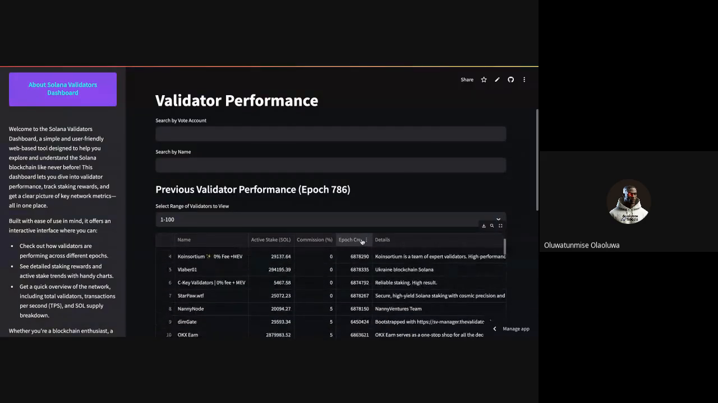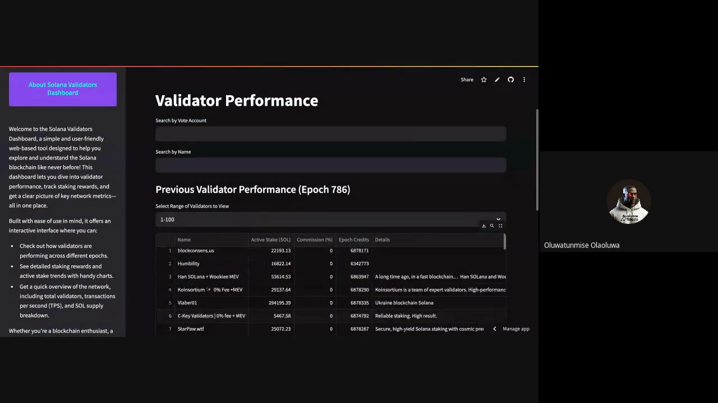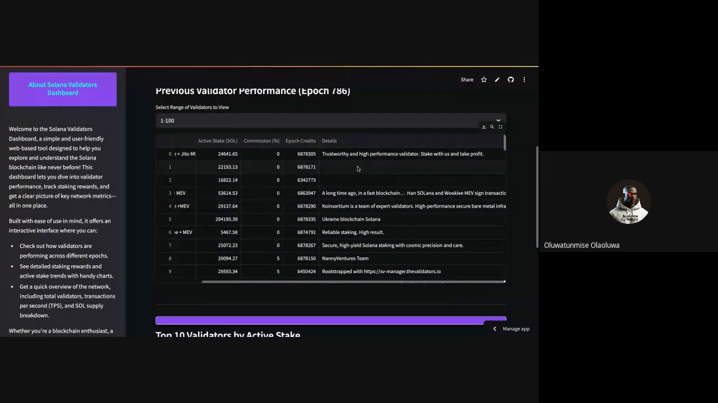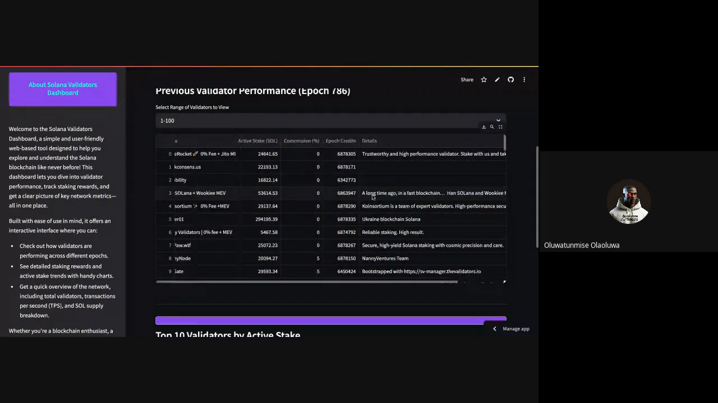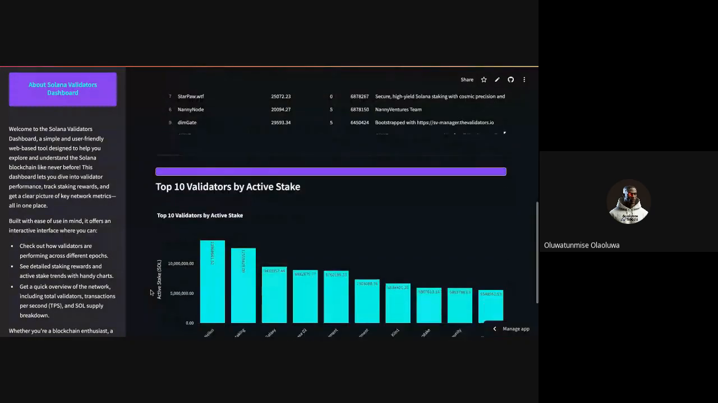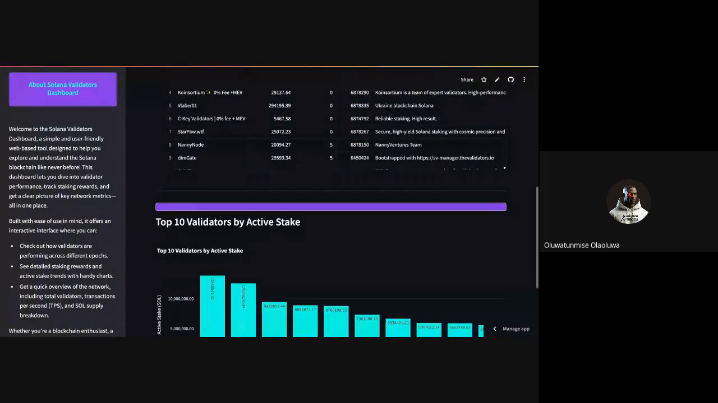All right, and these are the epoch credit. This epoch credit shows how active they are within the space. Now, these are details about them and more. So you can search all through. Now, these are validators and their commission percent. This will be valuable to users who want to understand validator activity and those who want to stake. If you want to stake with any validator, you can come and check their activities here.